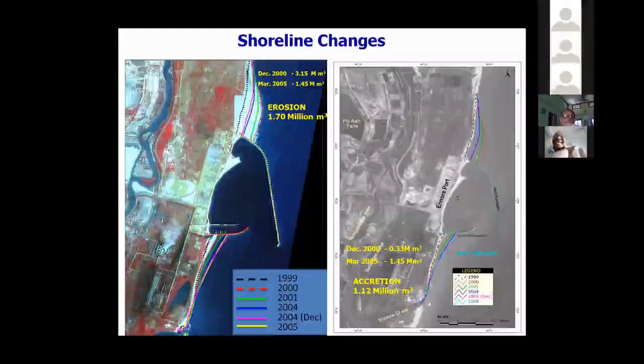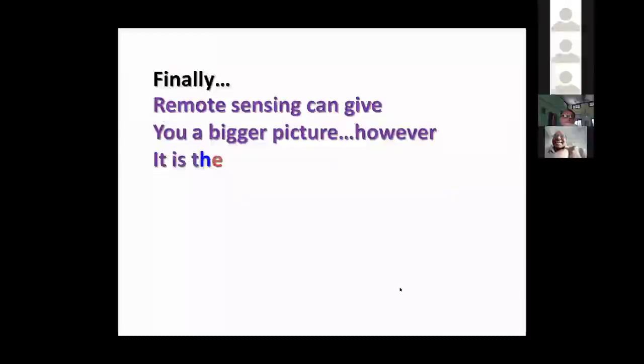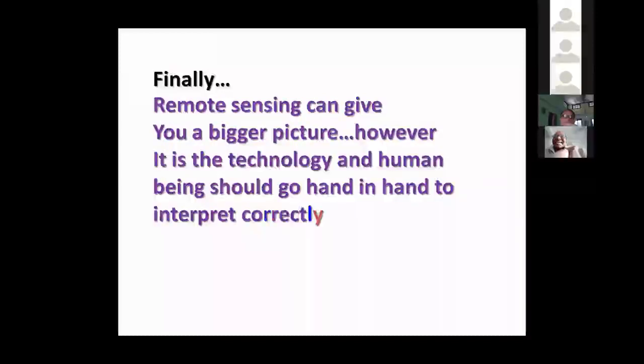Okay, I think next. So these are the shoreline changes. If you see over a period of 5 to 7 years, sometimes sand goes, sometimes sand comes. So sand will replace. So we have to find out how much volume of sand there actually is.